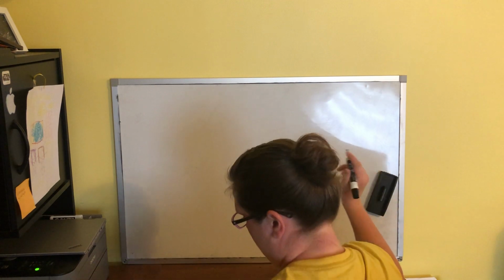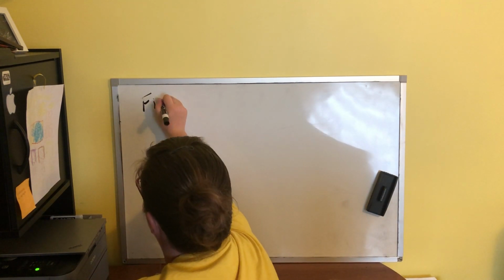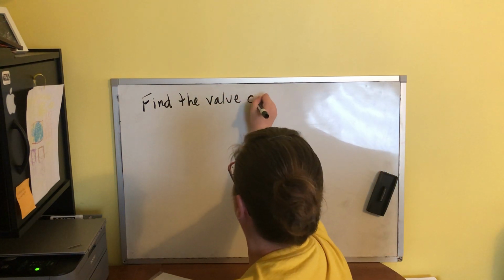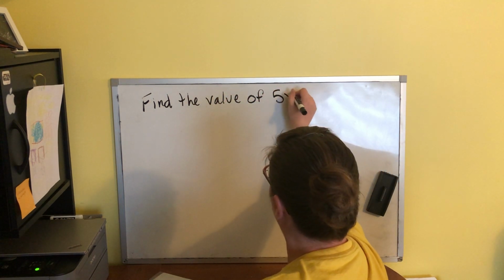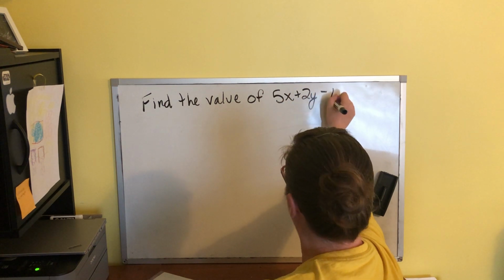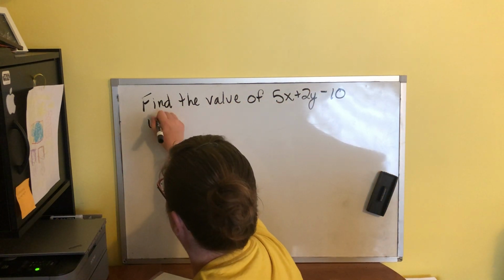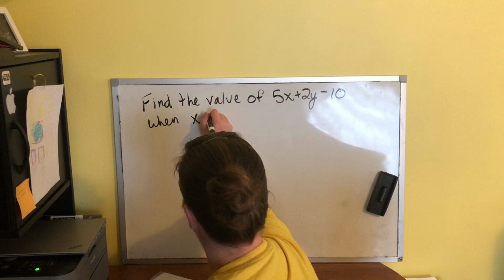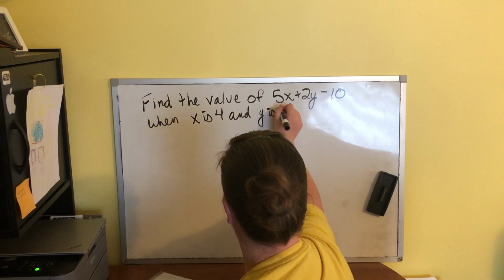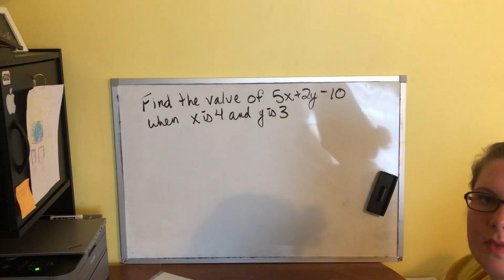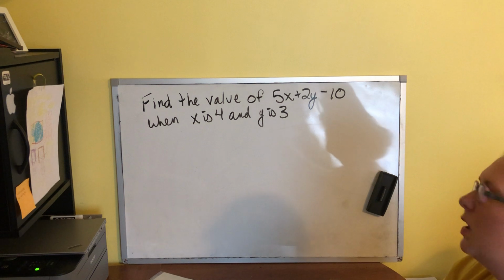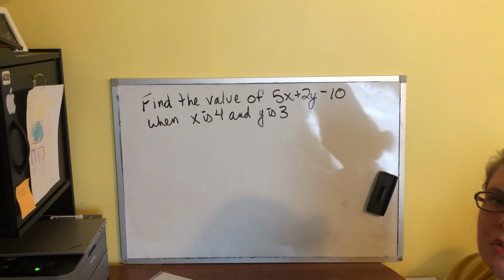So the first thing they're going to say is to find the value of 5x plus 2y minus 10 when x is 4 and y is 3. Okay? So basically what we're going to be doing is what's called substitution. We're going to be substituting in values for variables.